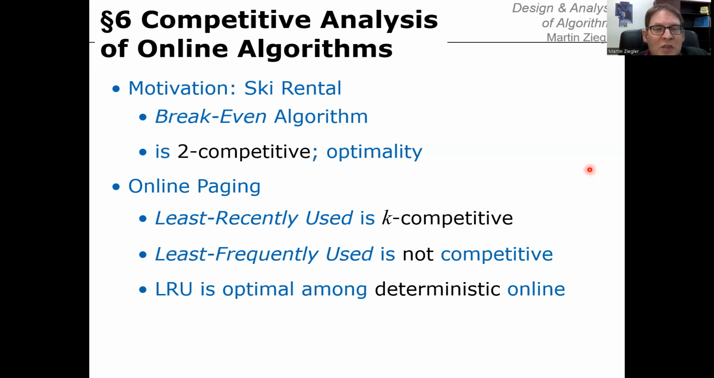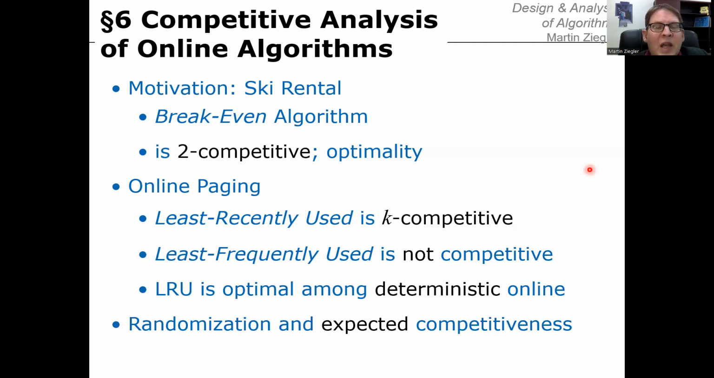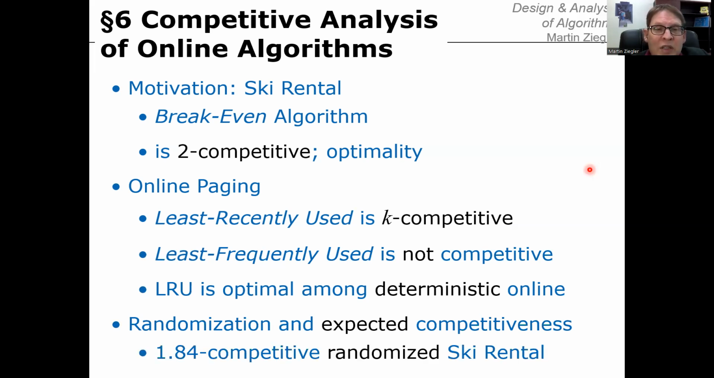So least recently used, we're going to show k-competitiveness is optimal, at least deterministically, among randomized online algorithms. Expected competitiveness can be even better. Namely, we're going to design and analyze a randomized online algorithm for the ski rental problem, which is 1.84 competitive. That is, it beats the optimal 2 competitiveness for deterministic algorithm. That's chapter 6, competitive analysis for online algorithm.